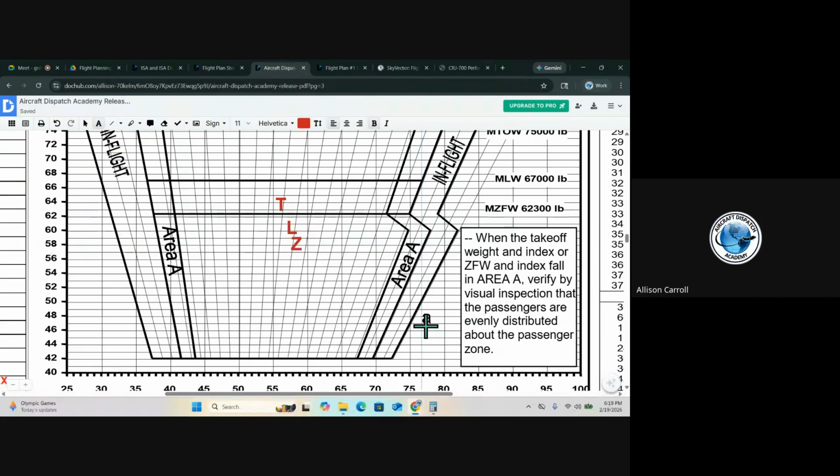These smaller jets are great. They are just nose heavy. So this is why we graph it out. And obviously for that specific flight, we were in area A. And so we just needed to move one passenger to be able to get in this central location right here.